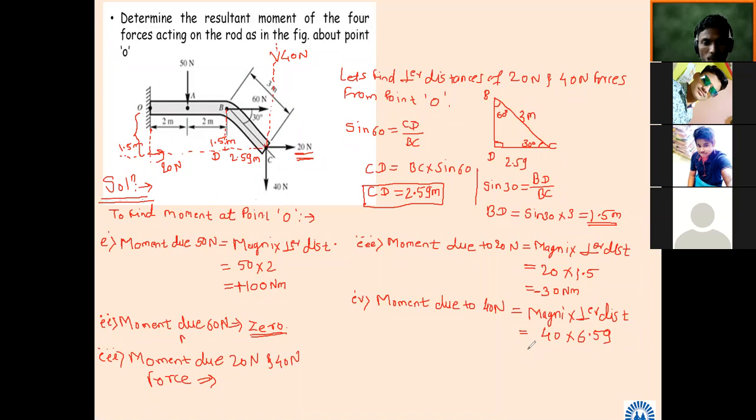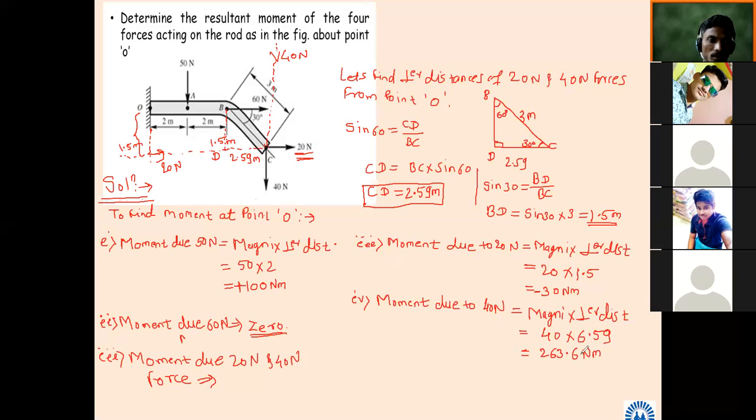Now you calculate this. 40 into 6.59, how much is it? 263.6 Newton meter. What about its sign? Positive. It will be positive. There is no confusion. It's a good thing you are not confused here.